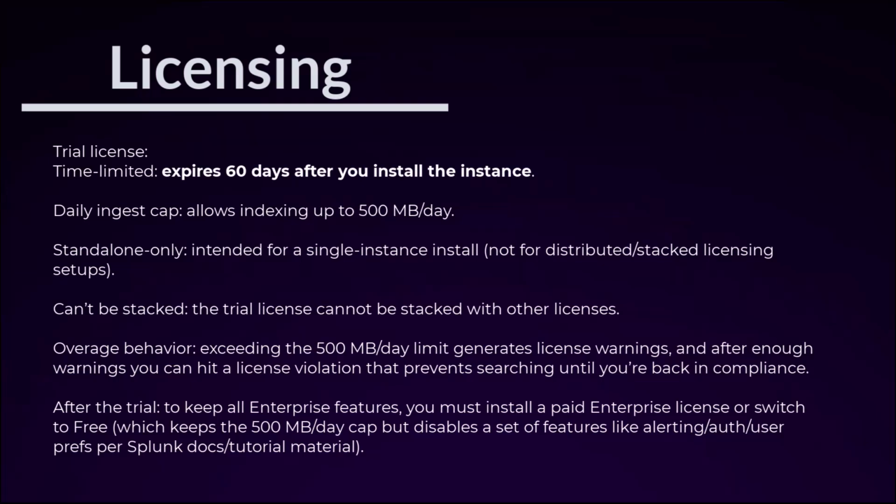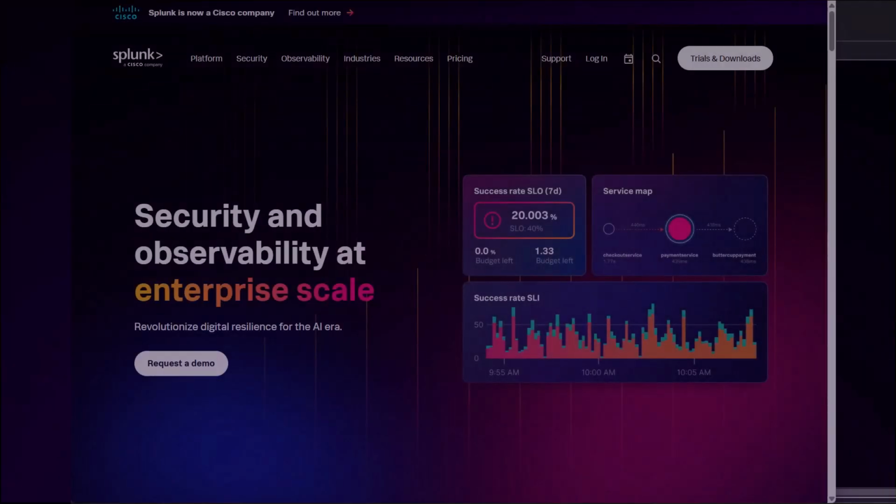After enough warnings, you will hit a license violation that prevents searching until you're back in compliance. To keep all enterprise features, you will need to install a paid enterprise license or switch to a free model. Free will keep the 500 megabytes per day cap and will disable features like alerting, authorization methods, and user preferences.